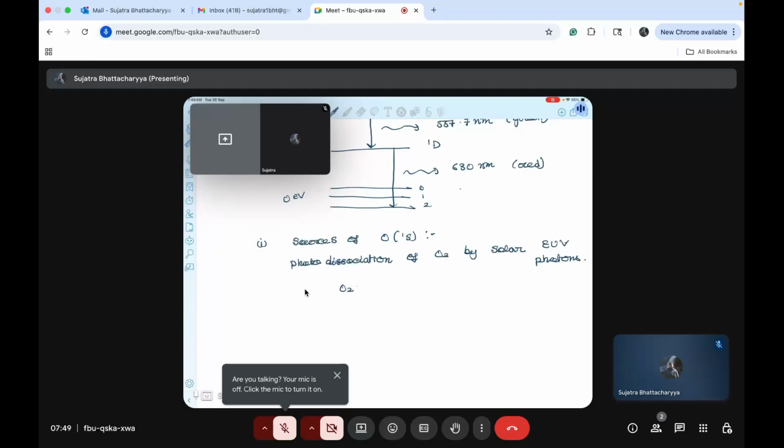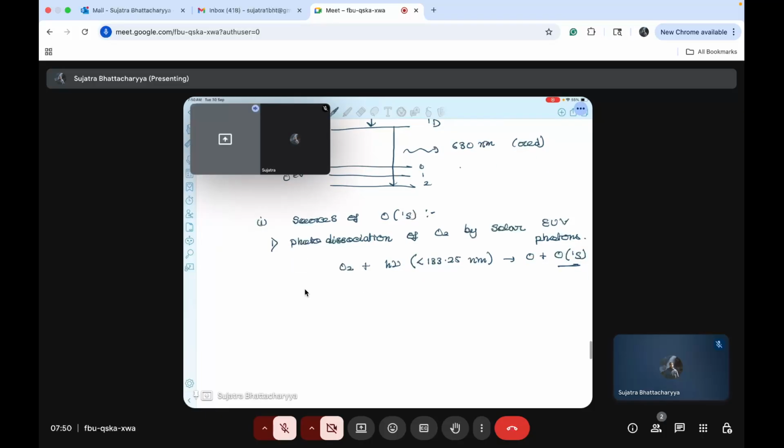So O2 plus h nu, that is the photon, which is less than 133.25 nanometer, which you can see is in the ultraviolet region. So it forms O plus O1s, this oxygen.